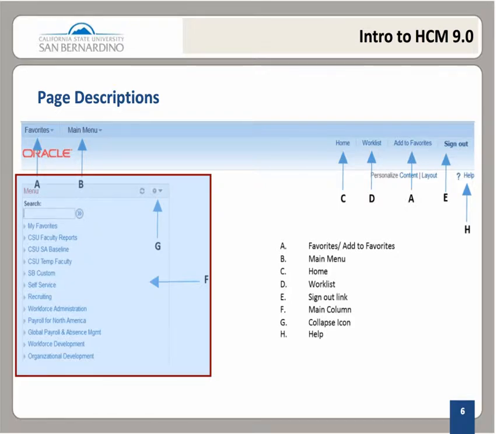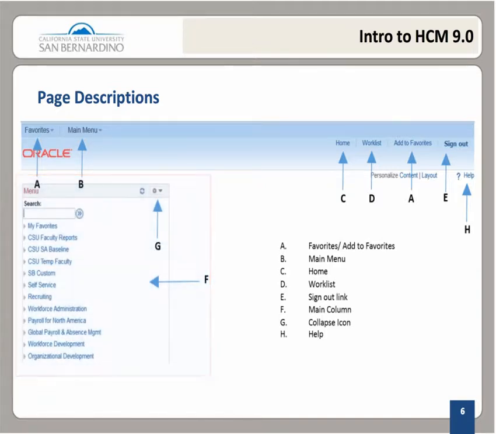F is for Main Column. Select a menu option in the main column to begin your navigation to a specific page. This column contains a general list of areas you can access. G is the collapse icon. Use the collapse icon to temporarily remove the main menu. H, the help icon, is not used here at CSUSB.